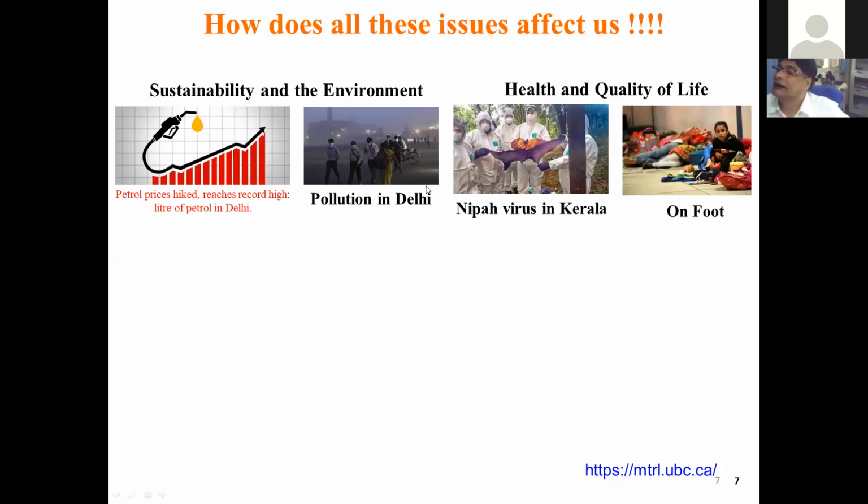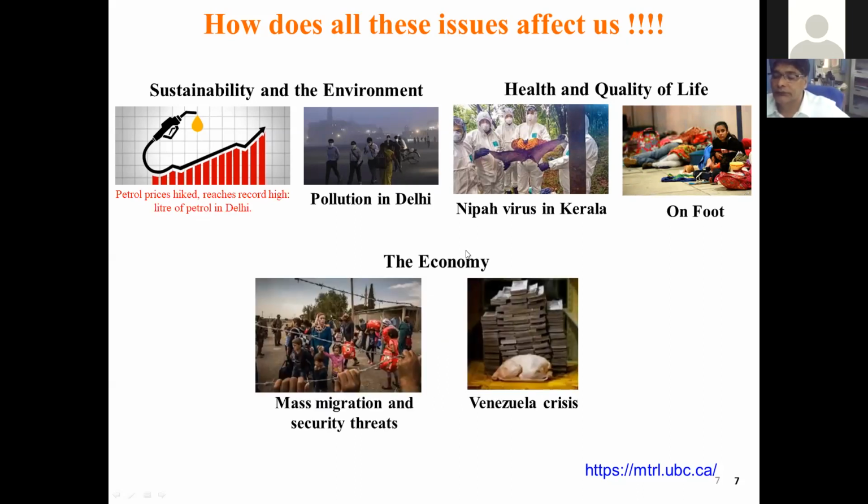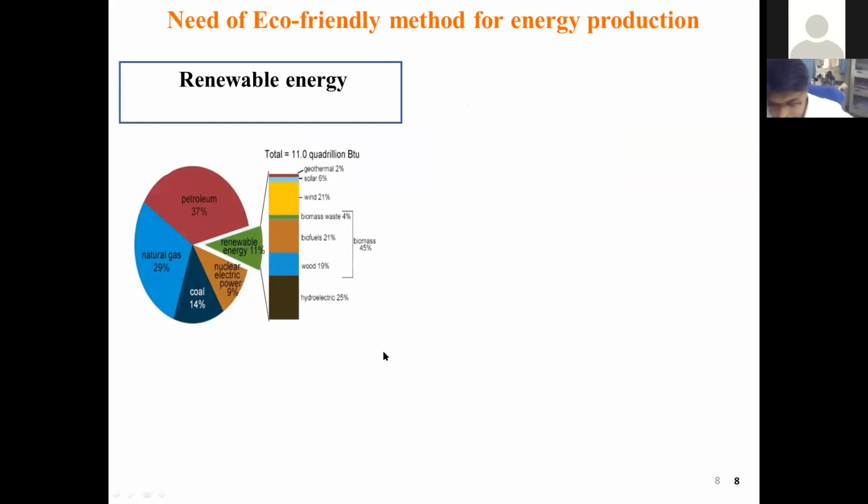Then health and quality of life will be disrupted, right? And because you will not have petrol, naturally people will walk on foot, and those kinds of problems will be there, and those things will lead to economic problems because of mass migration and security threats, right? So these are the basic problems associated with the fossil fuels or the fuels which are available right now.